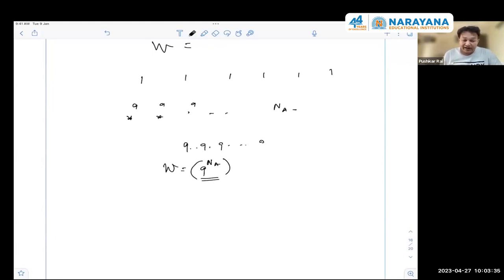These are the possibilities that give rise to the randomness. Now S is equal to K ln W, which is K into ln of 9 raised to the power Na. So simply K into Na into ln 9. That is your answer. That's the beauty of thermodynamics. Do you understand the solution?